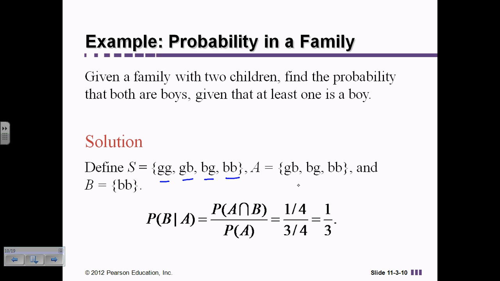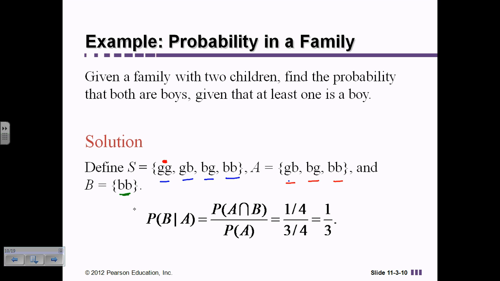Now the cases of A is that at least one of them is a boy. So that would eliminate this first choice over here. And so my choices would be girl, boy, boy, girl, or boy, boy. Now what do I want? What is the ideal situation that I'm saying I want are 2 boys.